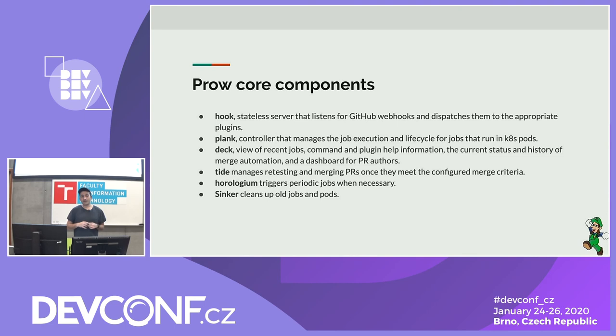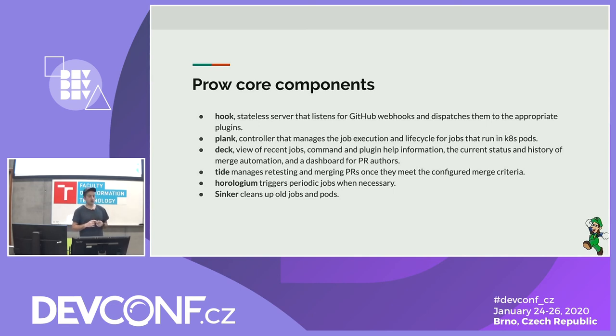And you have Tide. You configure Tide on Prow, and you're going to say for that PR, you need this amount of core reviewers, like one or two, depending on the project, or three. And you need this kind of plus one to be able to decide if that PR is going to be merged.